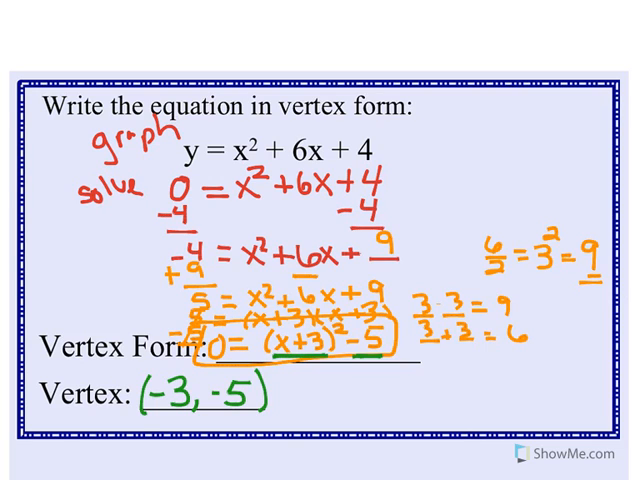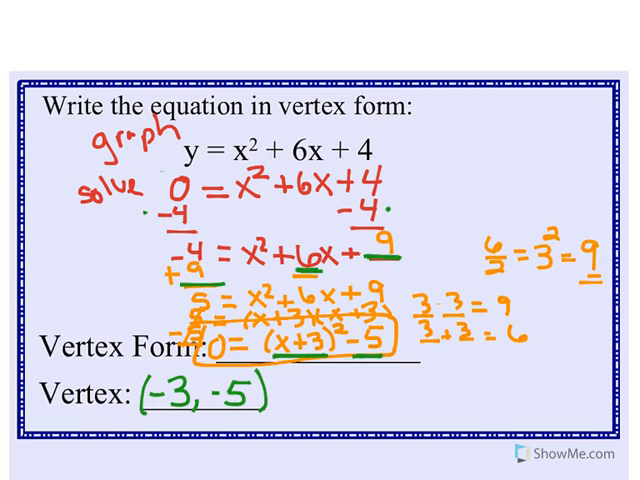So now take a moment, digest everything we just talked about. The first thing we did was set it equal to 0. Then we subtracted the 4 to create this blank space right here. And whatever you do to one side, you must do to the other. Then we found that magic number. We took half of b, which is 3, we squared it, which is 9. So we're adding 9 to both sides. Negative 4 plus 9 is 5.